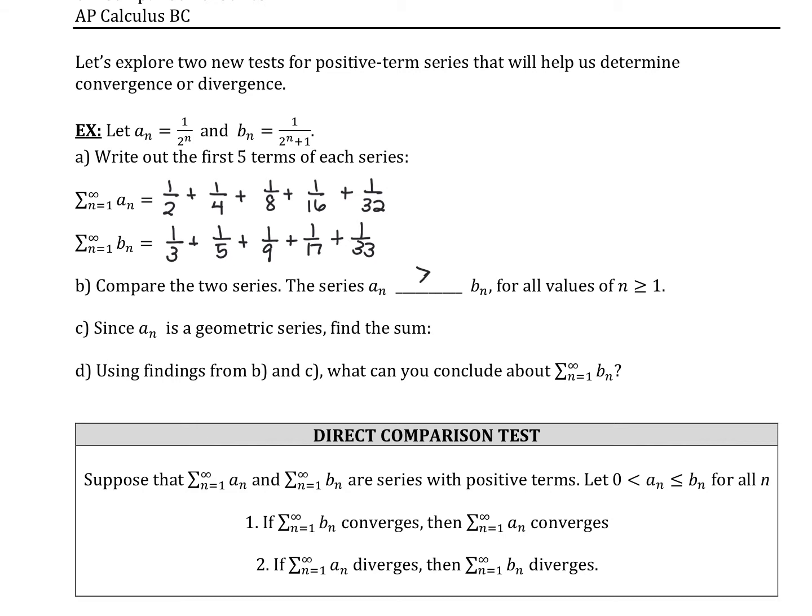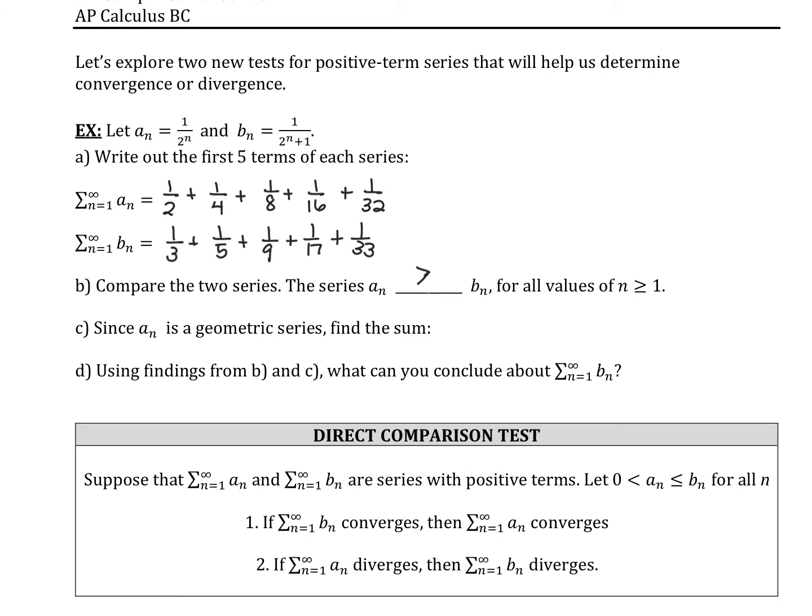Greater than. Why? Well, because I know 1/2 is bigger than 1/3, and I know 1/4 is bigger than 1/5, and 1/8 is bigger than 1/9, and you get the idea. So for each of those values of n, n being 1, n being 2, n being 3, a sub n is greater than b sub n.